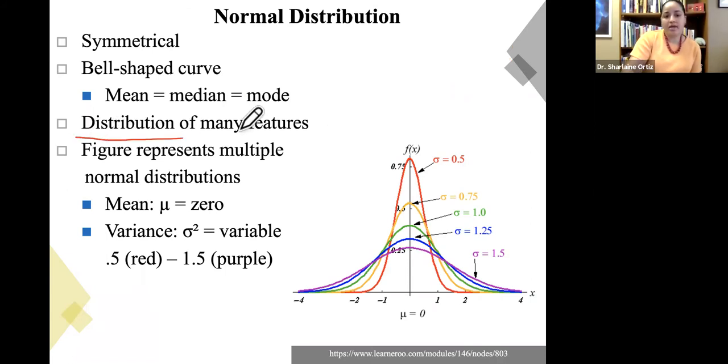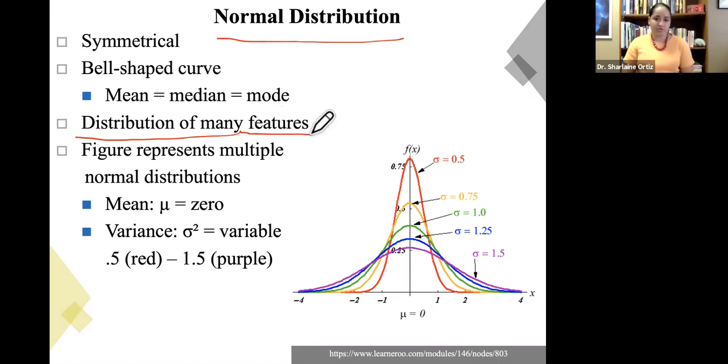Interestingly, we can use a normal distribution to illustrate many different features. We can use it to illustrate IQ. We can use it to illustrate the average or the most normal distribution of, for instance, weight. So we can use this shape to illustrate a vast majority of types of data.